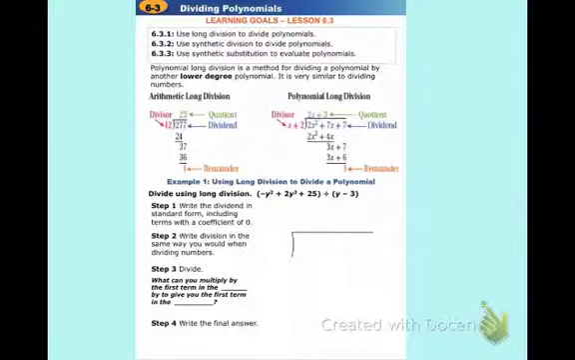Hi there, class. Well, in the last two lessons, we've been adding, subtracting, multiplying polynomials, learning all kinds of things about classifying them. So you had to know what was coming next. You had to know we were going to be dividing polynomials. So lesson 6.3 is all about dividing polynomials.